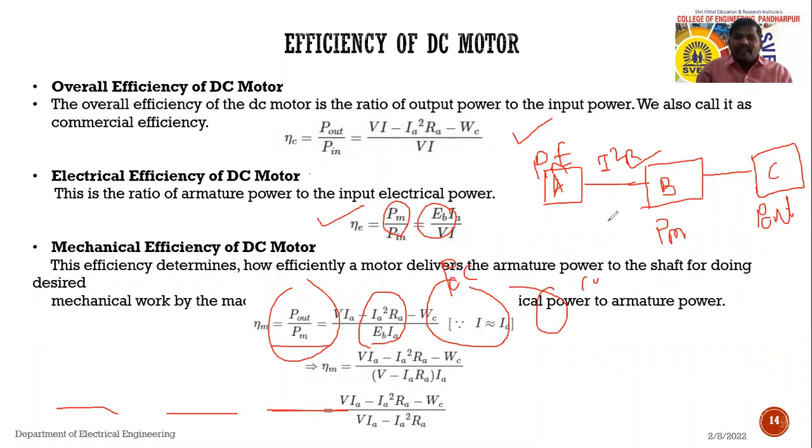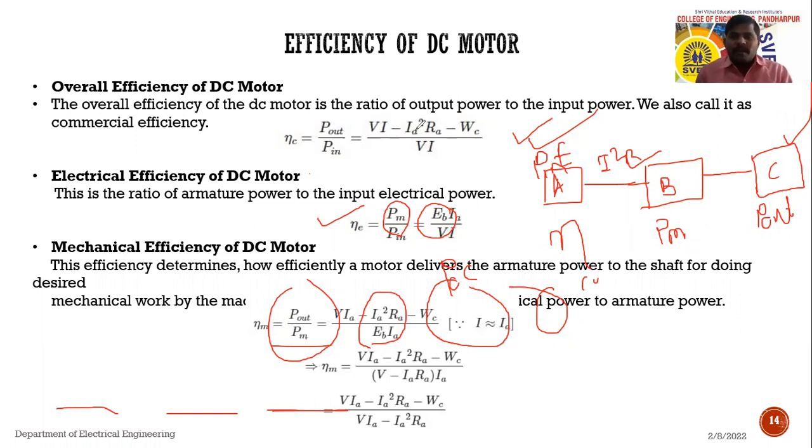If we calculate the overall efficiency, we take the ratio of the actual output divided by the power input. That means C divided by A is nothing but the overall efficiency. The overall efficiency of the DC motor is the ratio of output power to the input power of the motor.